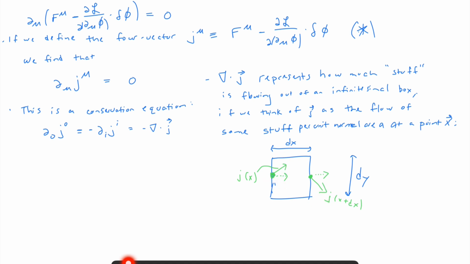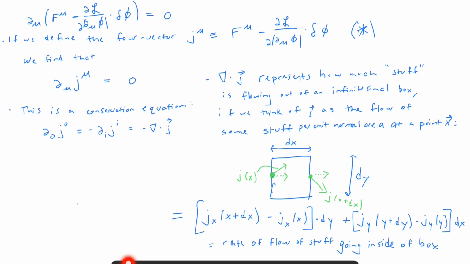Then if you just look at the x projection of this and the x projection of that, you're going to get this, where j of x plus dx tells us how much of this stuff, whatever this is, represented by this spatial vector j, is flowing this way. This is the amount that's flowing out of it at x plus dx, minus j of x. This is the rate at which it's flowing into this here.